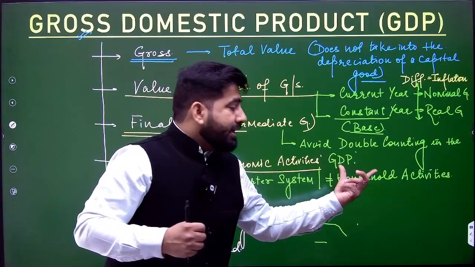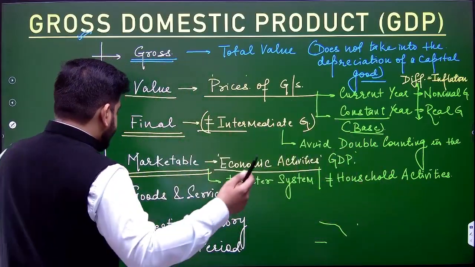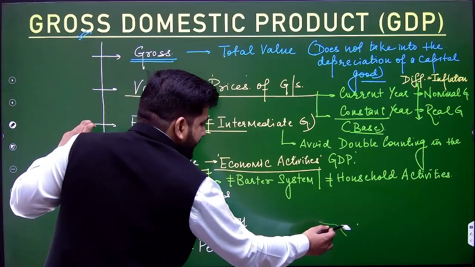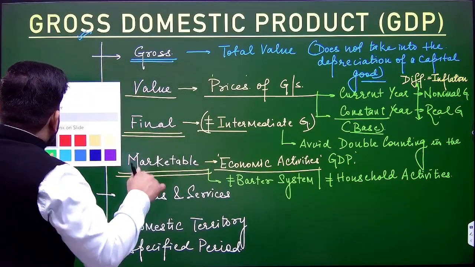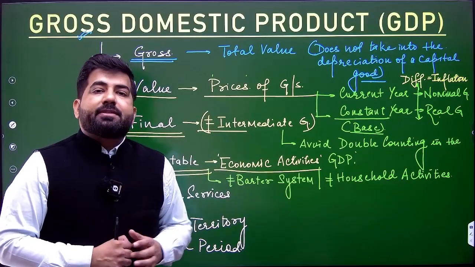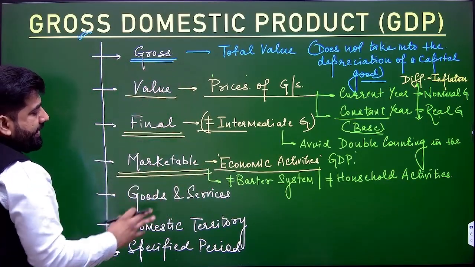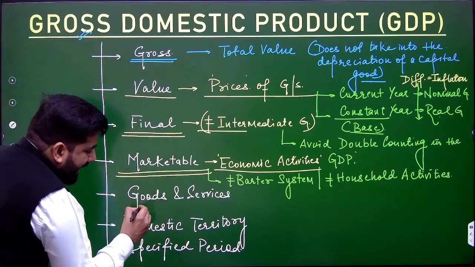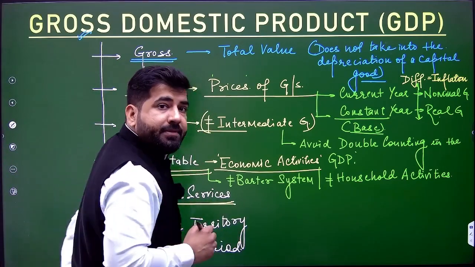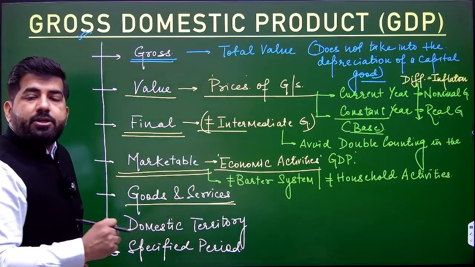It's more about the economic, that this activity is not counted in the GDP. Clear? Continuing. So I am saying that in this marketable, only economic activities are included in the GDP. Then GDP is the gross value of final marketable goods and services. It captures both goods and services which are produced within the economy.